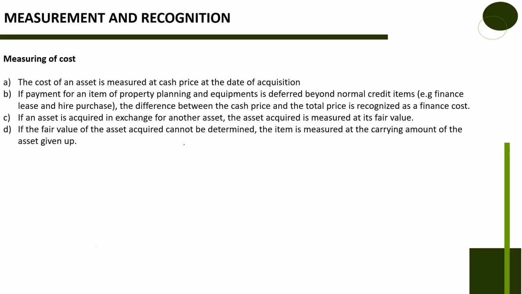So measuring of cost, we're still under measurement and recognition of cost. The cost of an asset is measured at cash price at the date of acquisition. If payment for an item of property, plant, this is plant, not planning, and equipment is deferred beyond normal credit terms, e.g. finance, lease, and hire purchase, the difference between the cash price and the total price is recognized as a finance cost. So for example, let me explain this part.